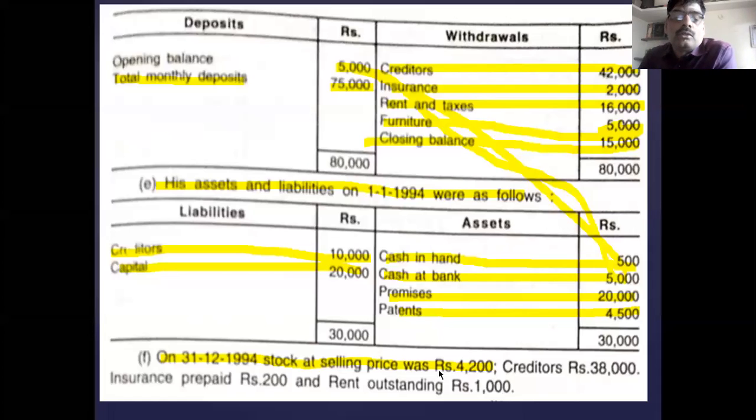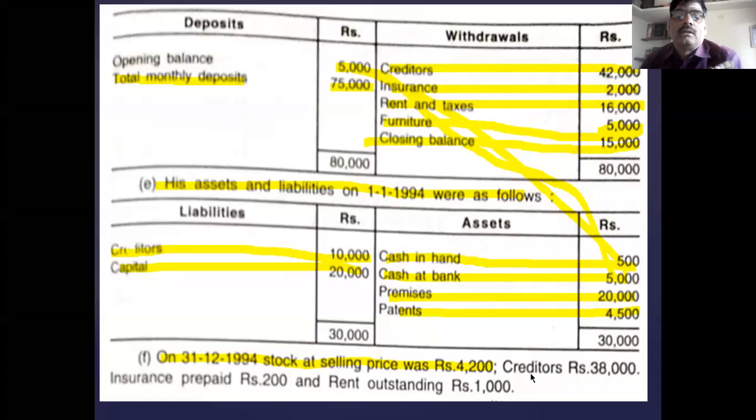So the cost of closing stock is to be ascertained on the basis that 100 is the cost. If 100 is the cost, 20 is the profit, then the selling price is 120. So for every 120 rupees selling price, 100 is the cost. But for 4,200 selling price, what is the cost? In proportion, I'll calculate the cost price of this.